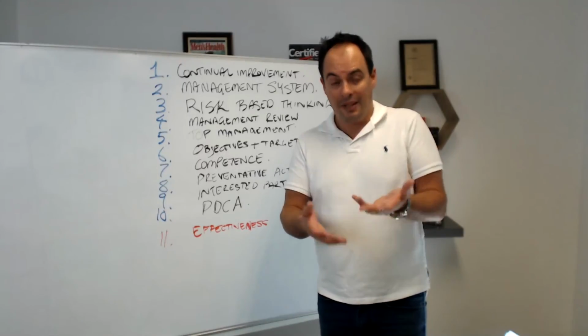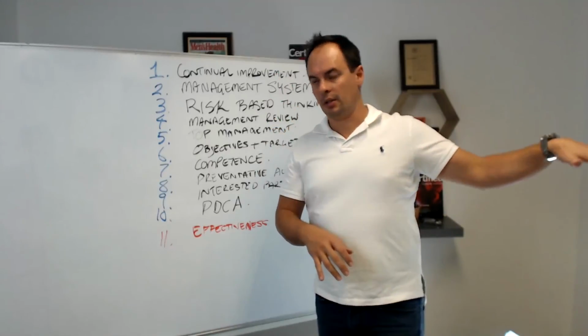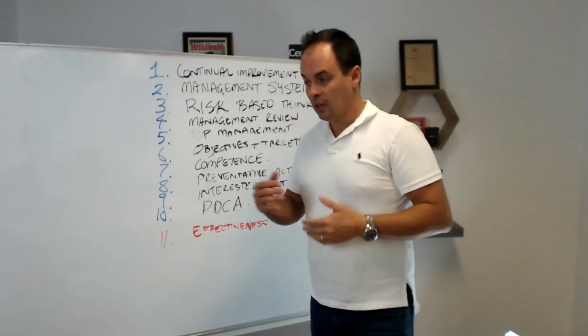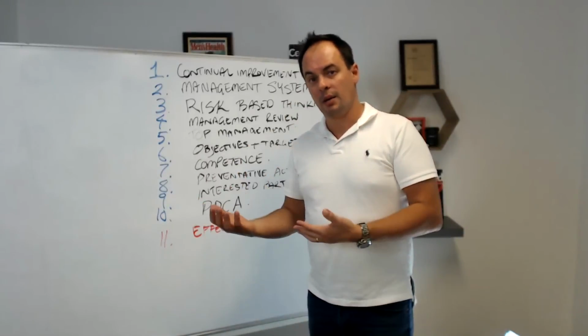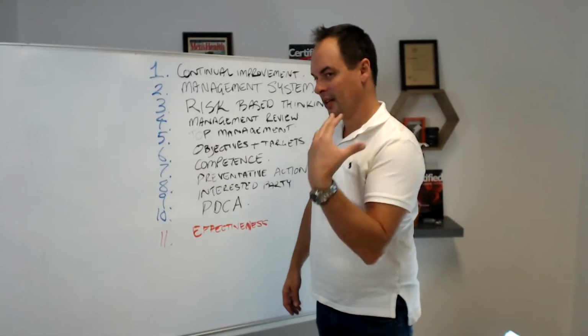That's your management system. That's your real-life management system, not the manual that gets written for an audit and stuck on a shelf. Risk-based thinking, consequences of your actions. In thinking about success, what could go right in the next 12 weeks? What could go wrong in the next 12 weeks?